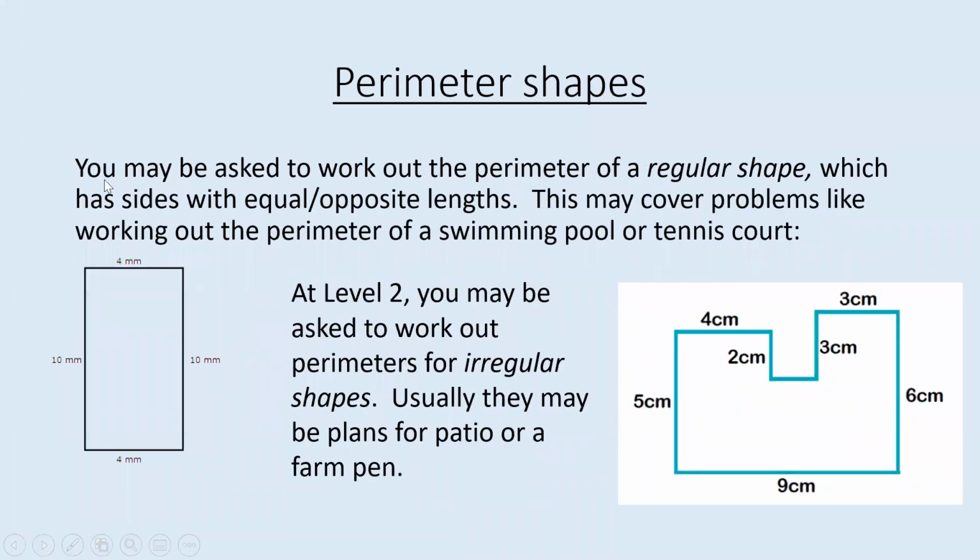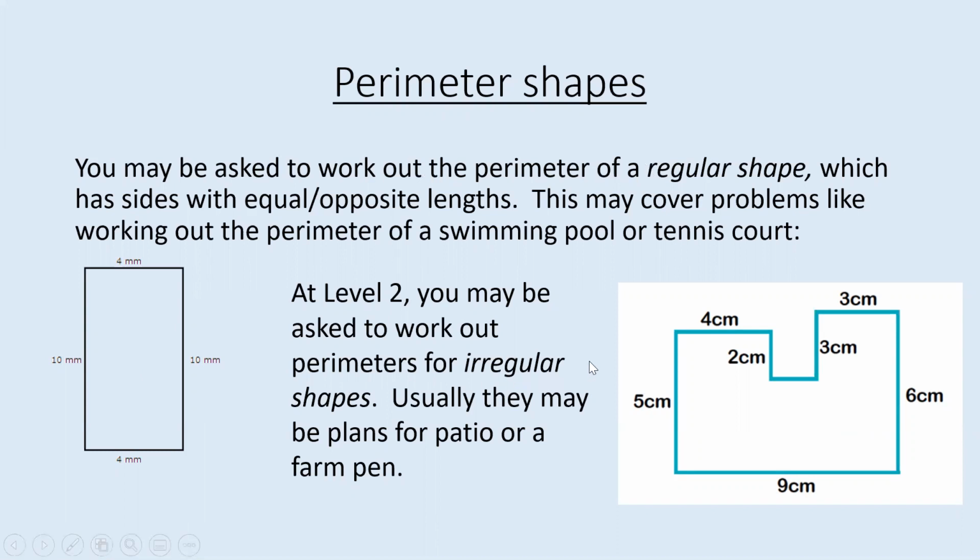In terms of the shapes that you may be asked to work perimeters out for, you might be trying to work out the perimeter of a regular shape, which has sides with equal or opposite lengths, as demonstrated here on the left-hand side of the screen. This may cover problems like working out the perimeter of a swimming pool or a tennis court.